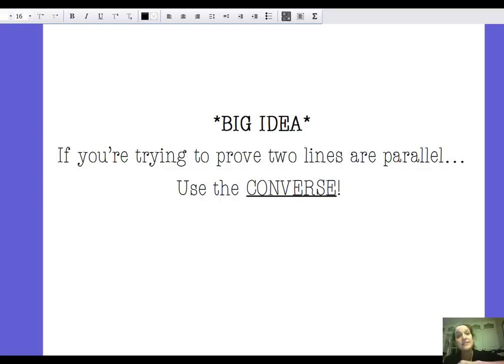But if you're going in the opposite direction, if I'm telling you that the angles are congruent, or that the angles are supplementary, and then you're trying to prove that the lines are parallel, you're gonna use a converse. And one more time, if you're trying to prove that two lines are parallel, then you're using a converse.